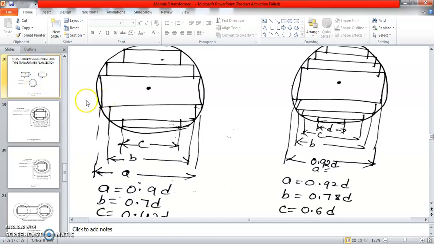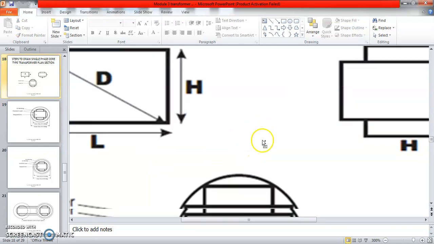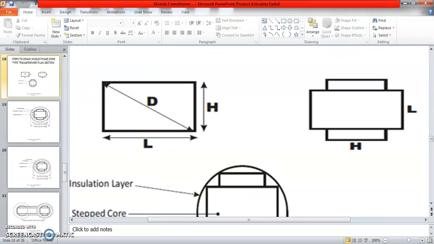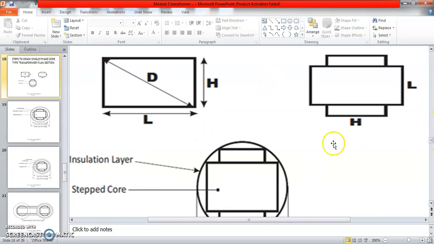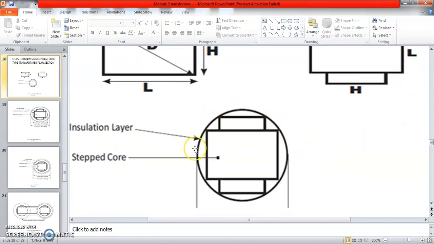So first step, the circle has to be drawn. There are different ways: either you can draw the stamping first or the circle first. In my way, first the diameter of the circle has to be drawn. The problem specifies the diameter of the circle, so you draw it. For example, 24 centimeter is the diameter of the circle. First draw the circle, and then you have to draw the remaining stamping.